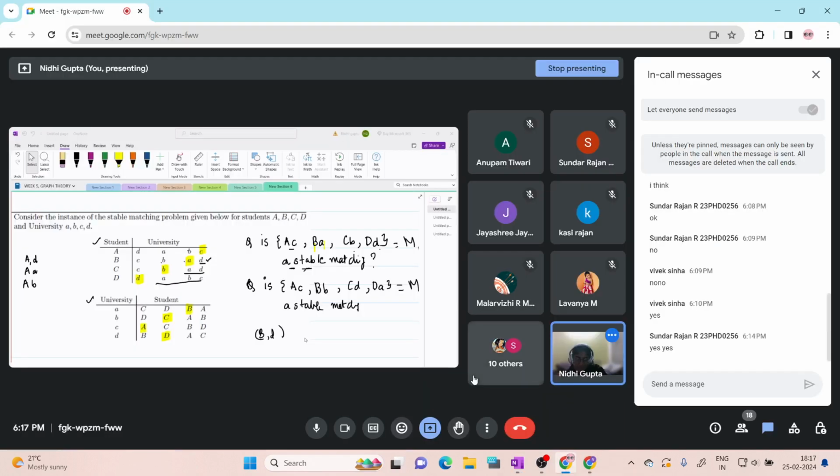So is AD a blocking pair? No, because A is getting a better option, but little d is not getting a better option. So AD is not a blocking pair. What about AA? Is AA a blocking pair?